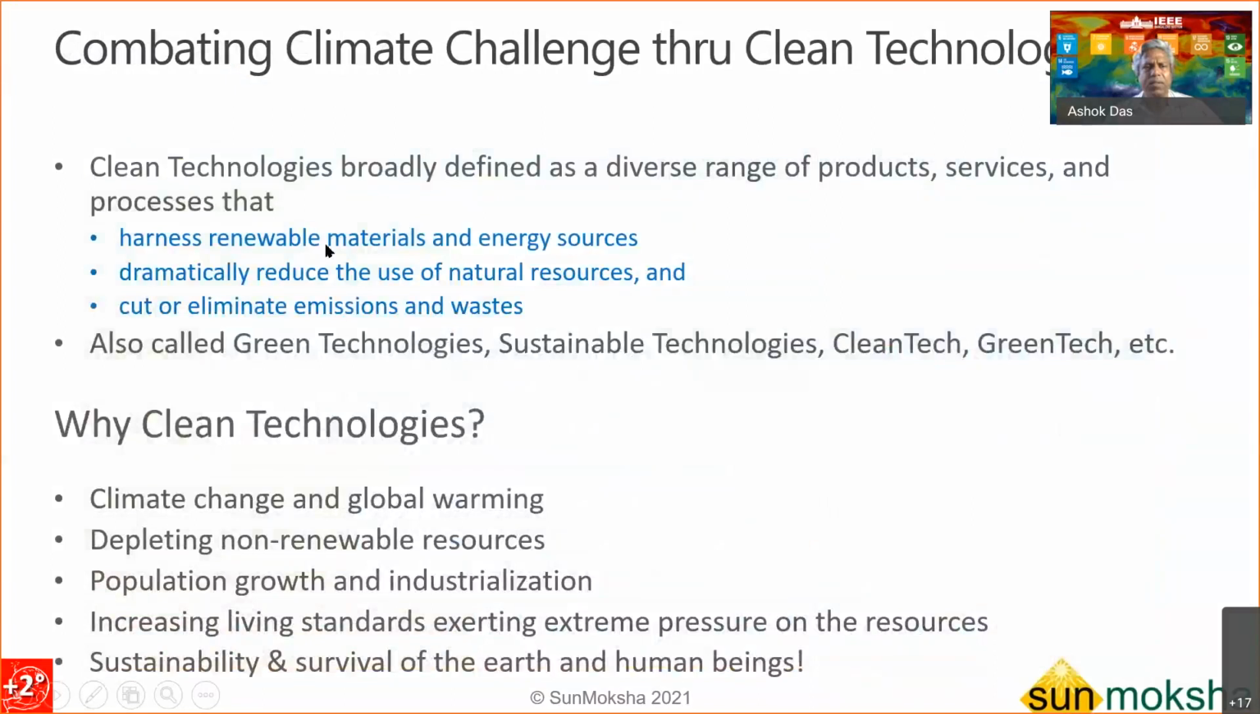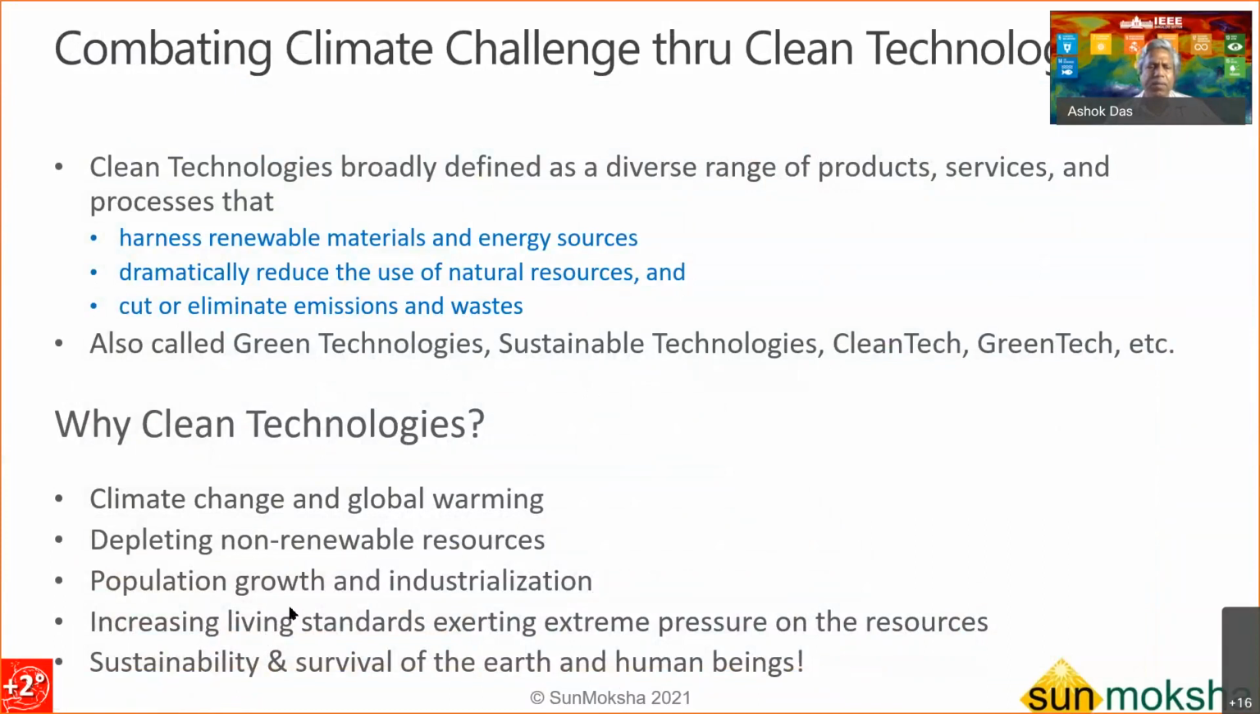Clean technology is broadly a diverse range of products, services, and processes that harness renewable energy, renewable materials, and energy sources, reduce the use of natural resources, and cut or eliminate emissions or waste. They are called by multiple names: green technology, sustainable technology, etc.